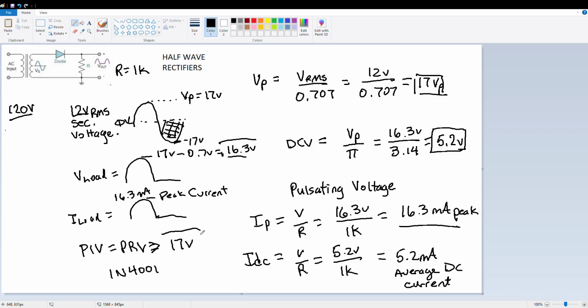So this is a fairly low value, but in some cases, some diodes, for example, LEDs, can't block that much voltage, but a 1N4001 diode can. And 1N4001 diodes are also rated for 1 amp, and this is very, very small, 5.2 milliamps DC average current. Hope this answers some of your questions and will help you with your week 1 online assignment.